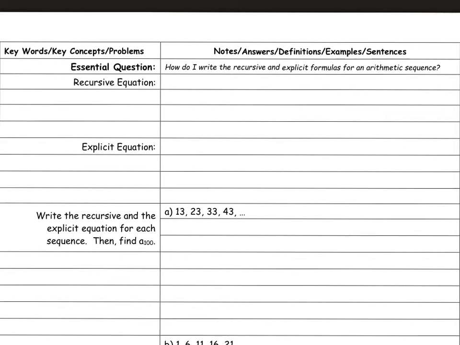Hi ladies and gentlemen, we're back for the second part of arithmetic sequences in our second lesson. Remember our essential question says, how do I write the recursive and explicit formulas for an arithmetic sequence? So I'm going to go ahead and explain what the recursive equation is saying in words first before I actually write it out. And this is actually how we start.